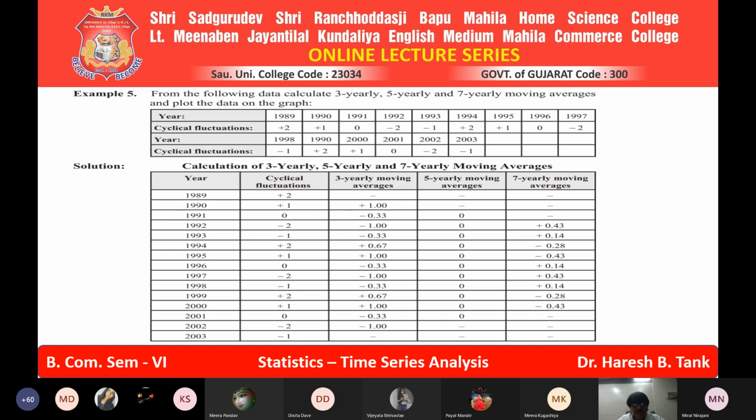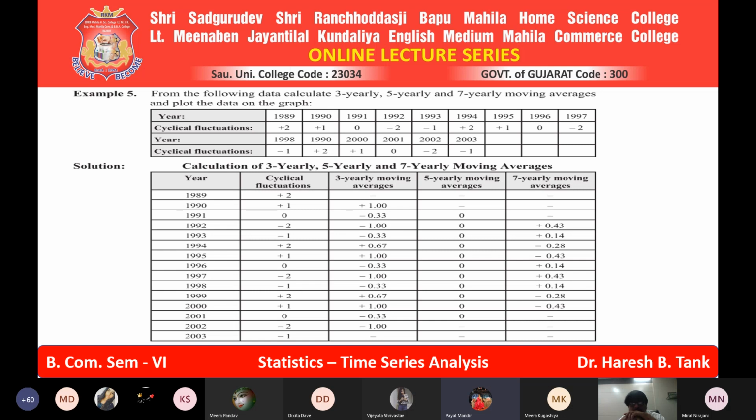Let me put it another way. Number of +2: 1, 2, 3. 3 times it is +2. 3 times it is +1. 3 times it is 0. 3 times it is -2. 3 times it is -1, right? In a data set, if I relocate everything, then you will have the same result in a 5-yearly moving average. Yes, we can get 0.